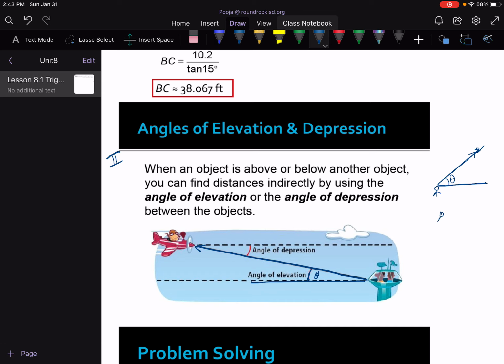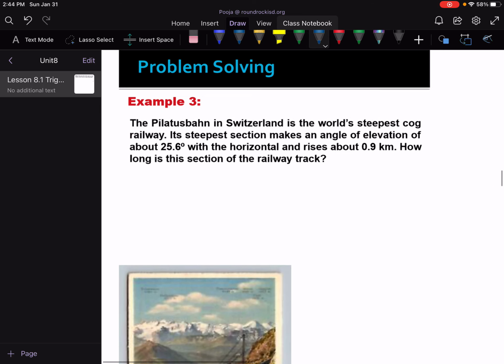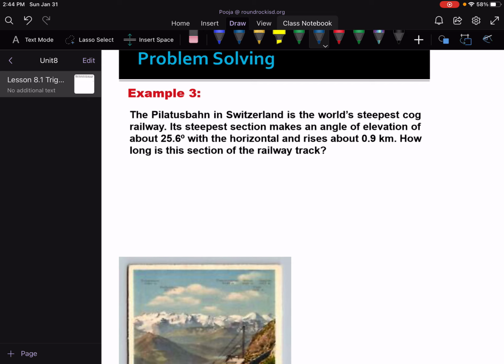Versus if I am just working on my desk here, and then I see a little squirrel. We see a lot of squirrels in the backyards, right? So when I'm looking at a squirrel here, the angle that I'm making with the horizontal, this is my line of sight, and this is the horizontal. That angle is called the angle of depression. It's just a matter of which one's higher, the object or me. So based on that and our trig ratios, let's see if we can solve this word problem.